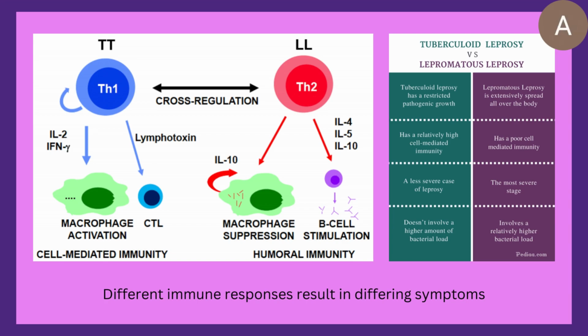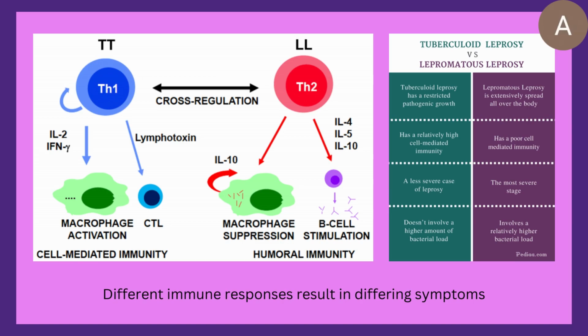This type of leprosy results in differing symptoms. Thus, we can truly see that it is a combination of the pathogen itself and the host response to the pathogen that dictates the symptoms of disease. Lepromatous leprosy is known for having an extensive spread. It has poor cell-mediated immunity. It is the most severe of the two, and it involves a relatively high bacterial load.